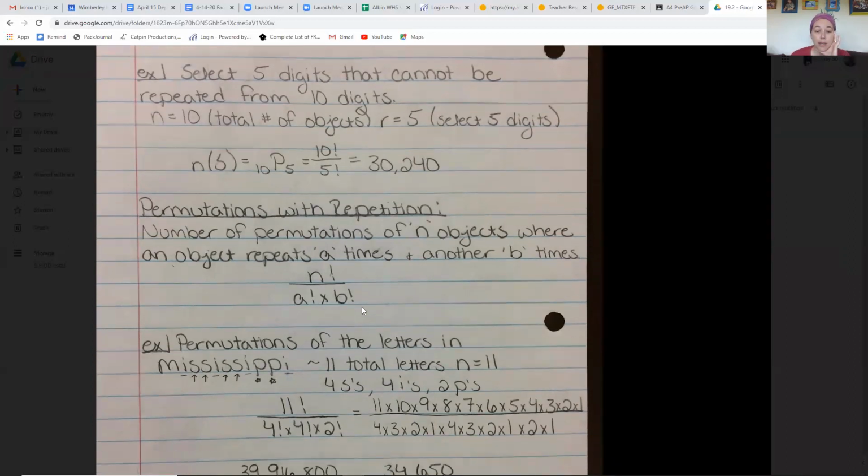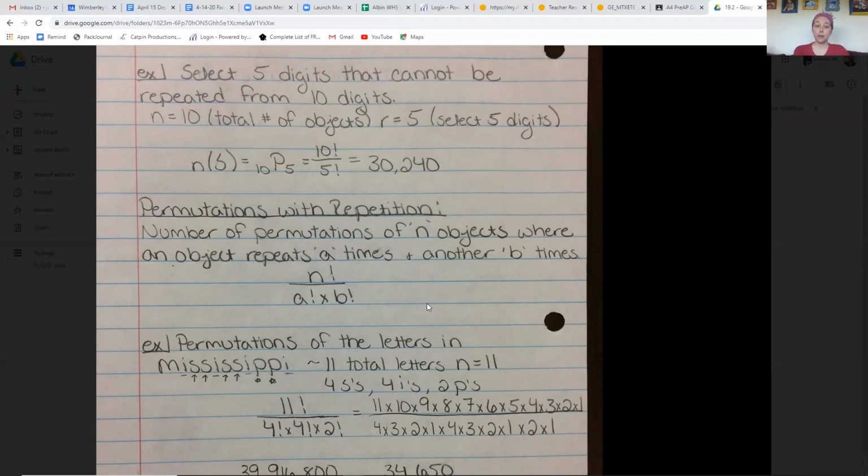So the permutations of the letters in Mississippi. Okay, so we need to figure out the total number of letters in our word. Mississippi, 11. So 11 total letters. That means our n is 11. We also need to figure out our repeating letters. So in Mississippi, there's lots of repeating letters. Talk about S's. There's 1, 2, 3, 4 S's. How many I's? There's 1, 2, 3, 4. There's also 2 P's right here in the middle.